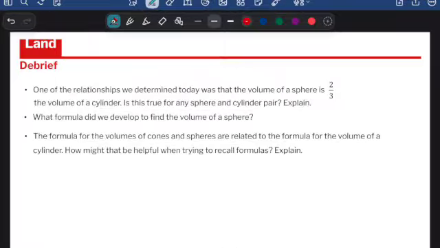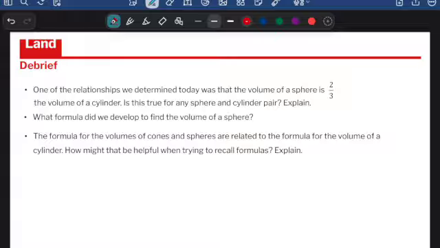Okay, so to debrief, one of the relationships that we determined today was that the volume of a sphere is 2/3 the volume of a cylinder. Remember the video. The sphere displaced 2/3 of the water from the cylinder. Do you think this will be true for every sphere and cylinder pair? Well, what were the requirements in the video? They had to have the same diameter. Okay? So the radius of the sphere and the cylinder is important for them to have this relationship.